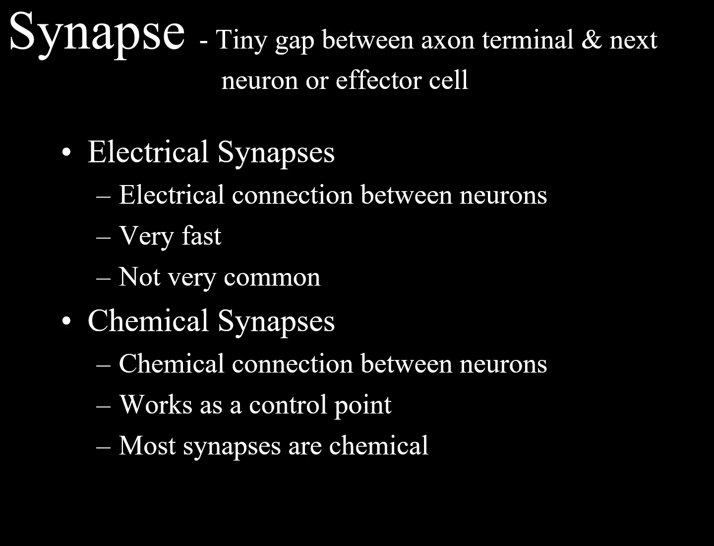They're slower than electrical synapses. The connection between the two neurons, or between the neuron and the effector cell, is a chemical connection. So when the action potential reaches the axon terminals, a chemical called a neurotransmitter is released into this tiny gap, the synaptic gap or the synaptic cleft, and it diffuses across to the other cell and causes the gates on the ion channels to open on the other cell. And it works basically as a control point.